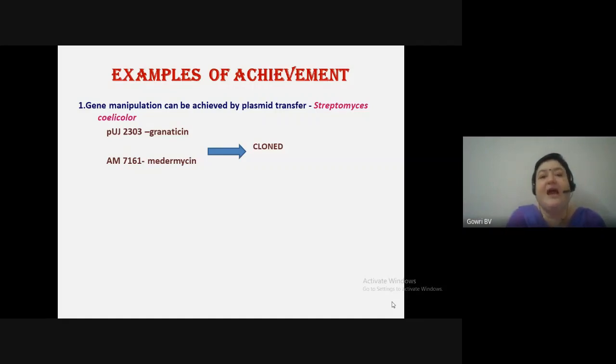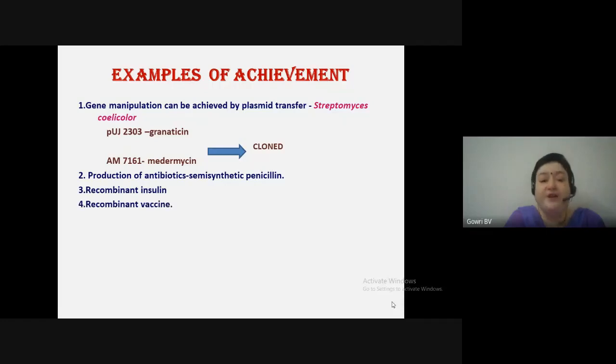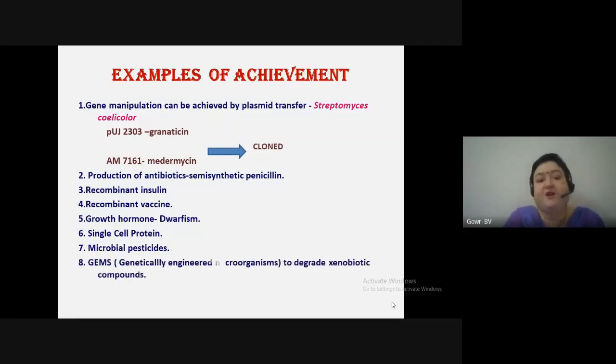So gene manipulation can be achieved by gene transfer. Production of antibiotic. One example I've given you is semi-synthetic penicillin. Production of recombinant insulin, recombinant vaccine, and of course growth hormones for dwarfism, single cell protein, microbiological pesticides, and of course you have genetically engineered microorganisms or genetically modified microorganisms, GEMs, we call them, to degrade xenobiotic compounds, the compounds that cannot be easily degraded, or xenobiotic or recalcitrant compound, recalcitrant chemical, we call them.